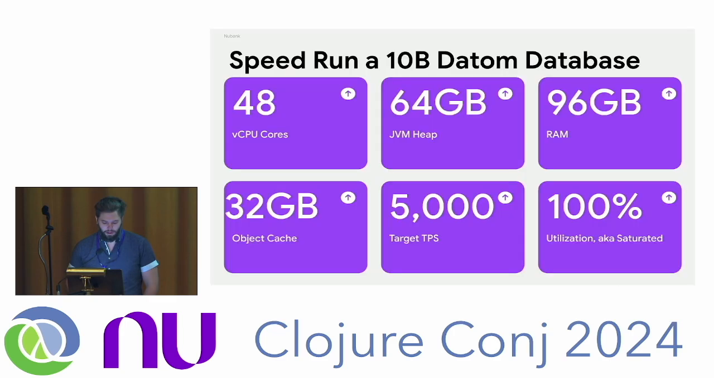So let's shift gears a little bit and speed run a 10 billion datum database. These are some of the hardware specs on it. We're gonna flood this system with 5,000 TPS, and it's gonna be completely saturated.